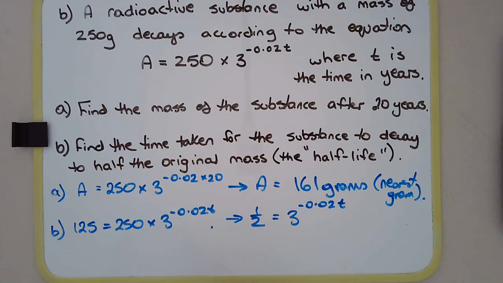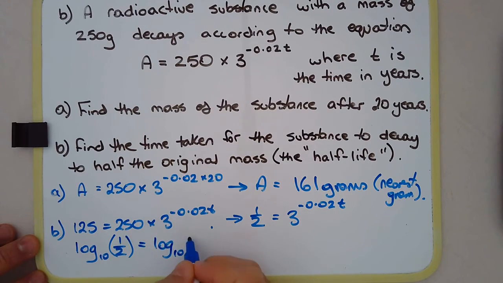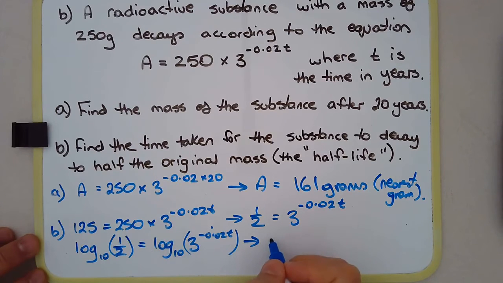Now let's take the log of both sides. So log base 10 of half is equal to log base 10 of 3 to the negative 0.02t. Now, the t on the right hand side can come out to the front, again log law number 3. So you see, log law number 3 gets used quite a lot. In fact, very useful law.